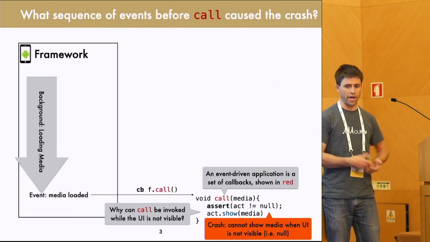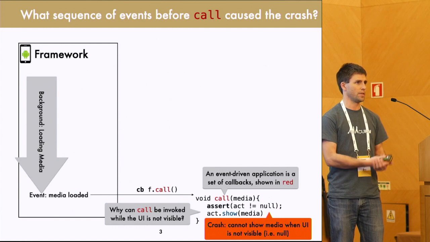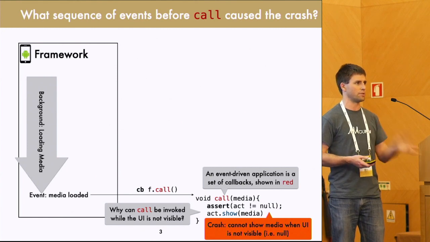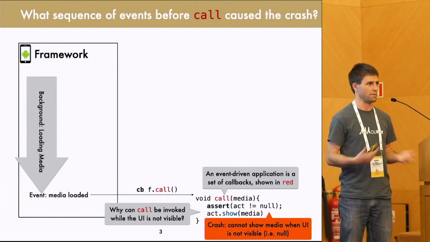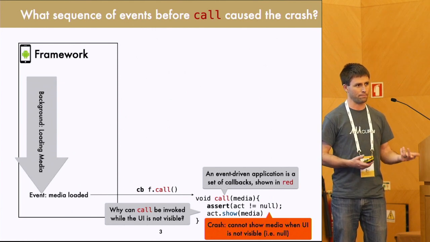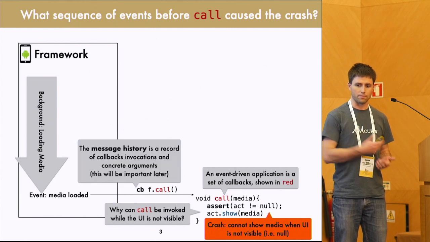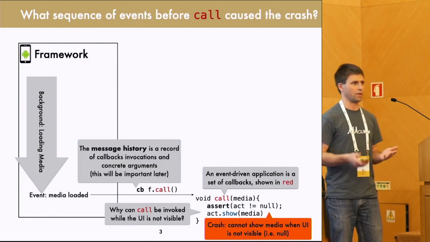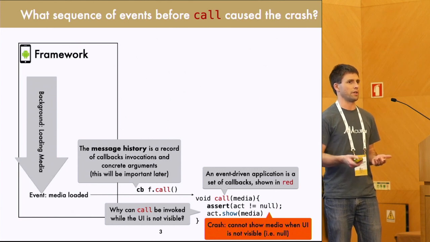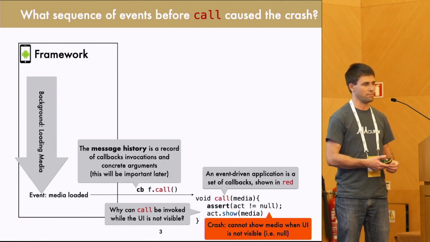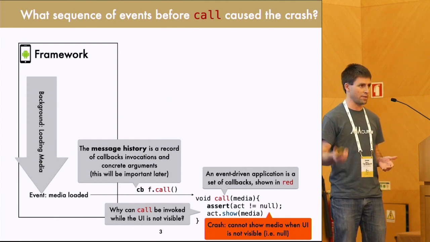And so we have your phone that has the framework, and it has a whole bunch of stuff going on. But in this case, the call is responding to a background task that loads some media. Typically, this is done off of the UI thread, so you don't make the application unresponsive. And importantly to the rest of this talk, we're going to be talking about the sequence of actions between the Android framework and the application. We call these message histories, and they consist of the name of the callback and arguments such as f.